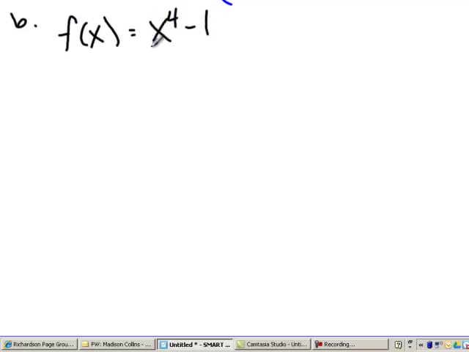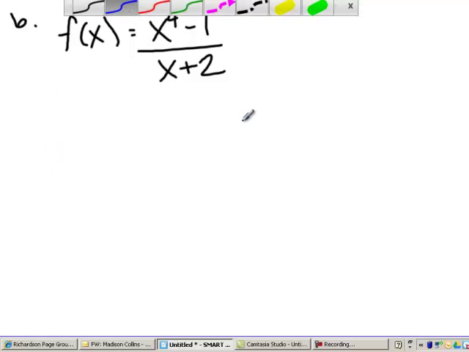Okay? You will see something like f of x equals x to the 4th minus 1 over x plus 2. I'm going to give you about 15 seconds to solve it and tell me what x cannot equal, and then we'll check it. If you set, oh, hang on.